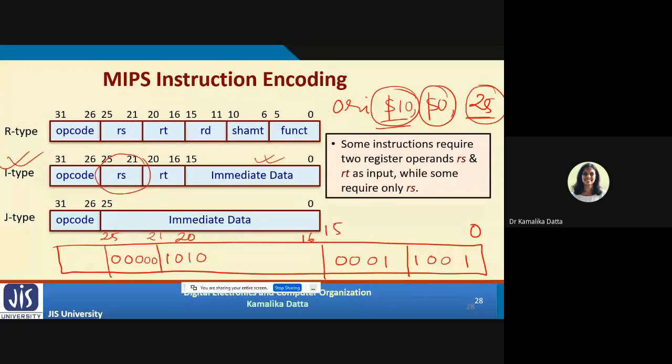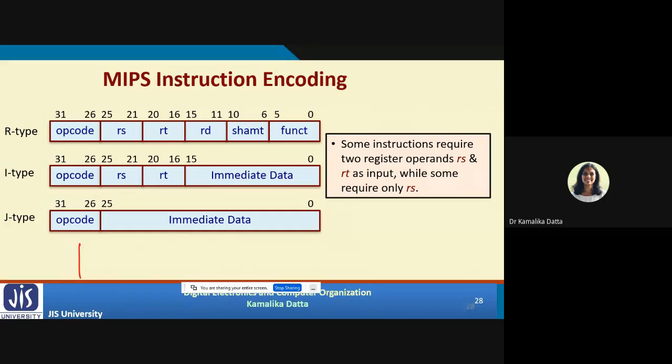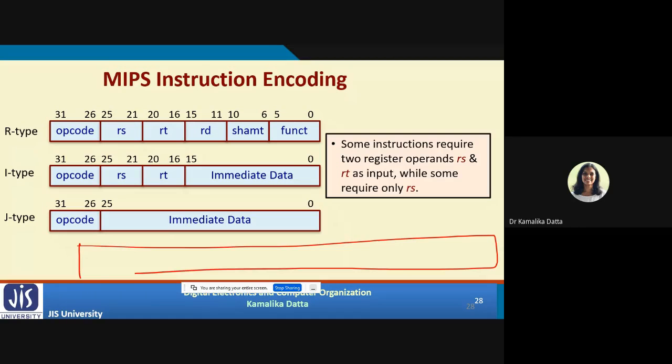1010. Okay, so I made a mistake here. This is 19, meaning the other 2 bits will be 0000. 16 bit, right? This one. So let me write it again. 0 to 6, 0 to 15. Okay, so this is 15 bits, how will you represent 19 in hexadecimal?